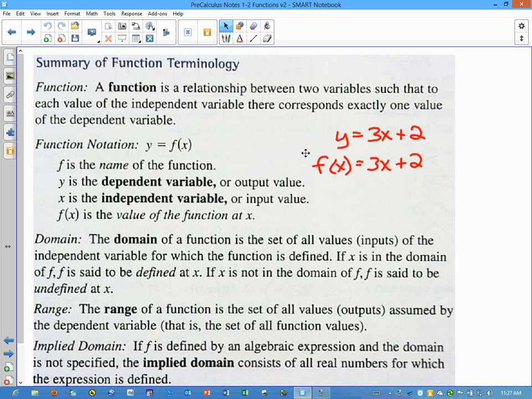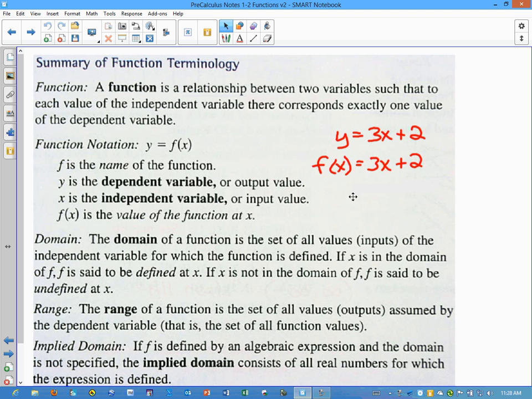F would be the name of the function. X would be the independent variable, because that's the one you're inputting, f of x. And when you input the x and calculate or simplify and get a single value, then that would be the value of y, which is the dependent variable. Value of y depends on what you plug in for x. And we could also say that f of x is the value of the function at x, is another way to interpret that.